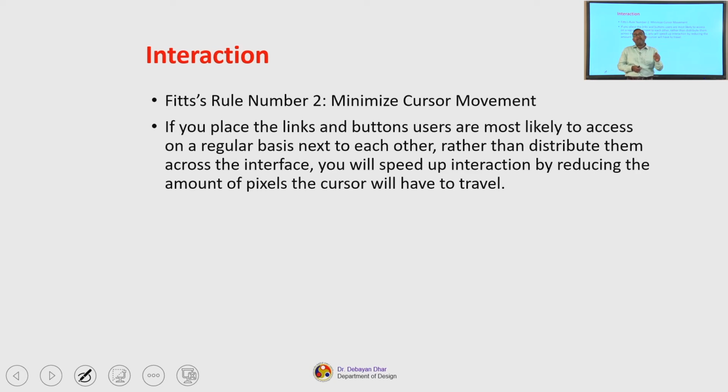Now, if you place the links and buttons users are most likely to access on a regular basis next to each other, rather than distribute them across the interface, you will speed up interaction by reducing the amount of pixels the cursor will have to travel. That means you are ensuring that the amount of path the cursor has to move will get reduced.